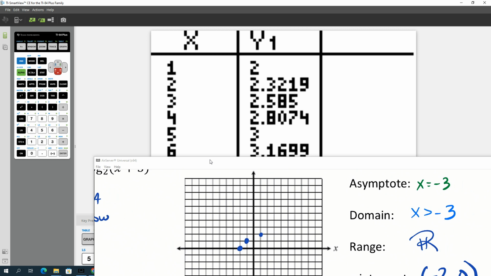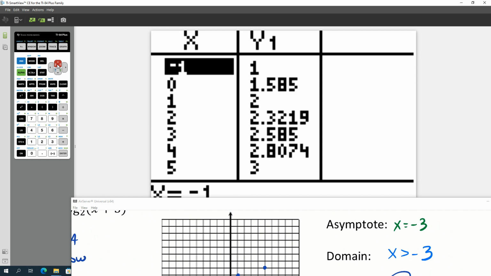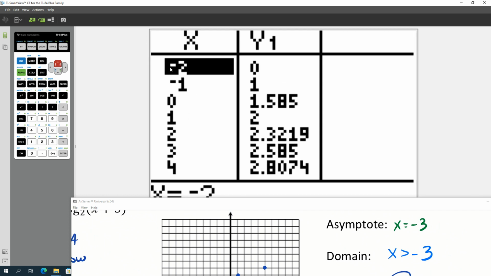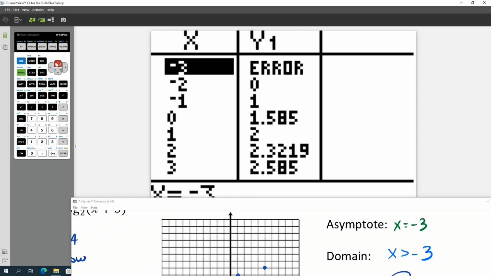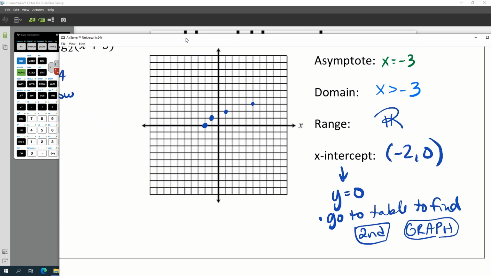Say it again. What? I'm scrolling on the table and I'm finding the points that aren't decimals. So I did 5, 3, 1, 2, -1, 1, and -2, 0. Now all these here that have errors is because they're not in the domain. So there won't be anything graphed there.